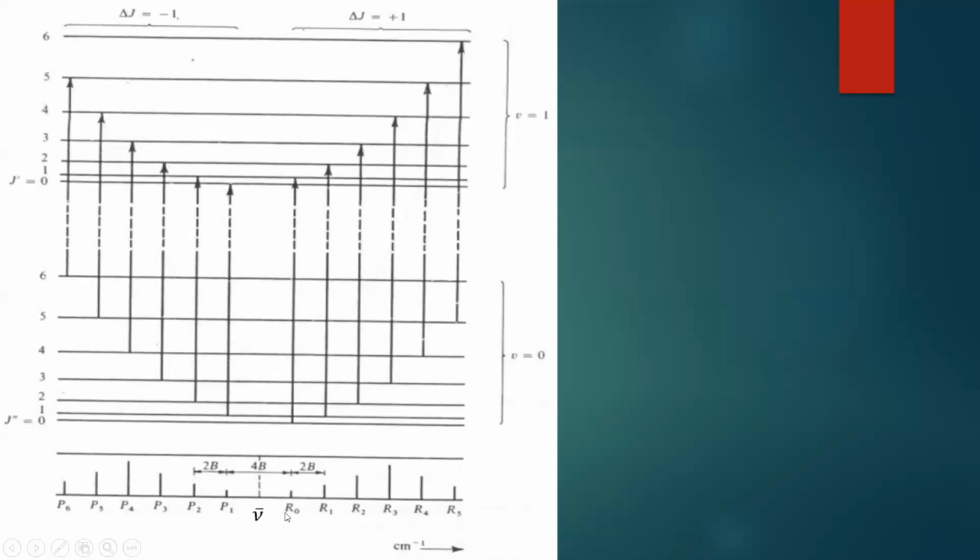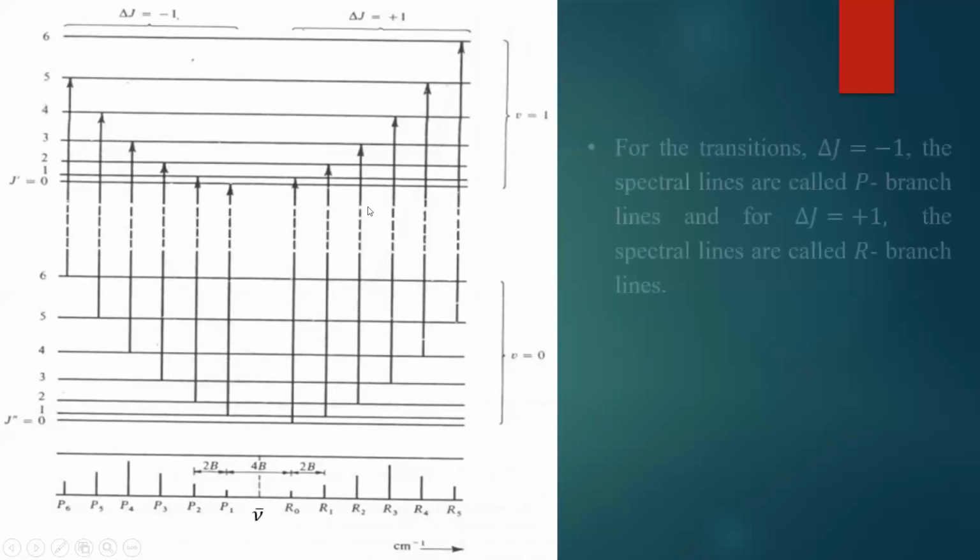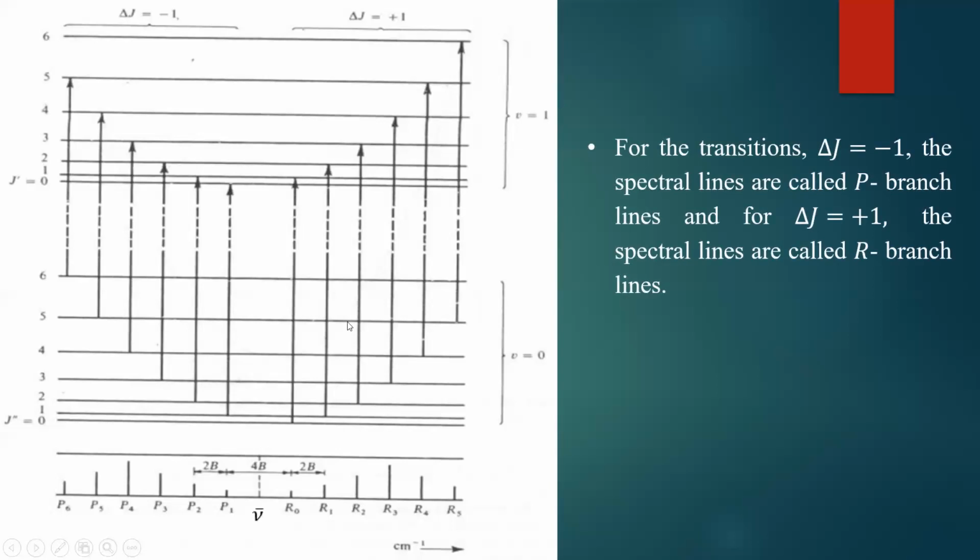And here the separation between R0 and P1 is equal to 4B. And next, the separation between the lines is equal to 2B. In the P branch lines also, the separation between the spectral lines is equal to 2B centimeter inverse. And in the R branch lines also, the separation between the spectral lines is equal to 2B centimeter inverse, whereas the separation between the first line of the R branch and the first line of the P branch is equal to 4B. And that is observed for a diatomic molecule. So this explains the energy levels, allowed transitions, and spectrum observed.